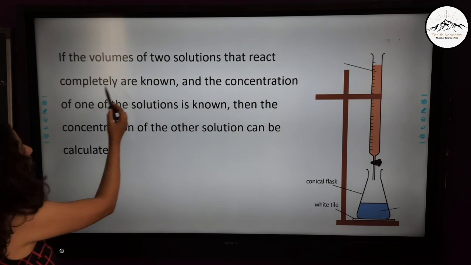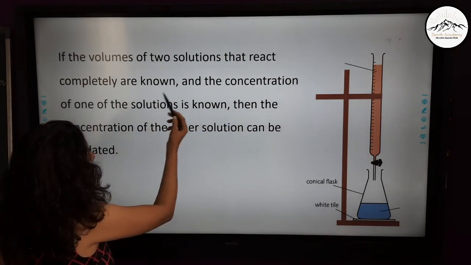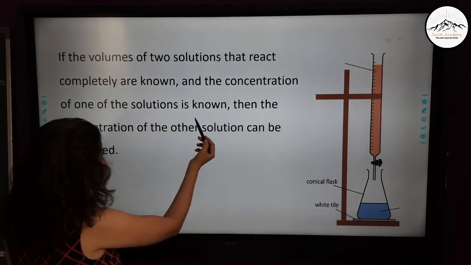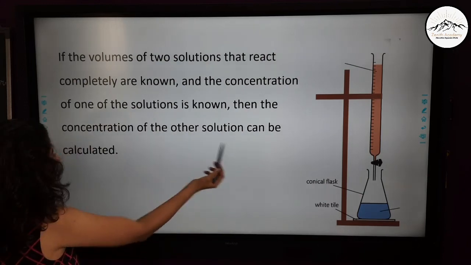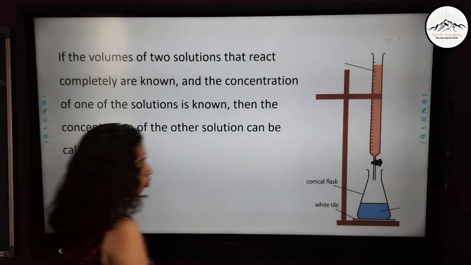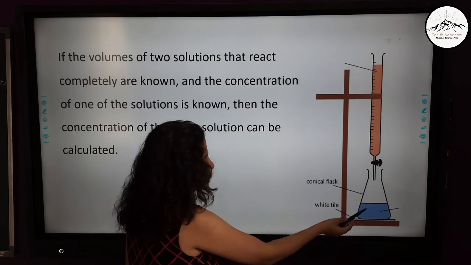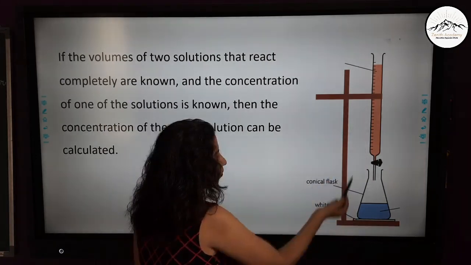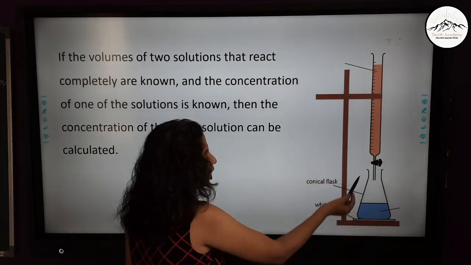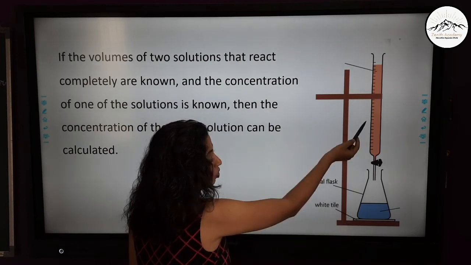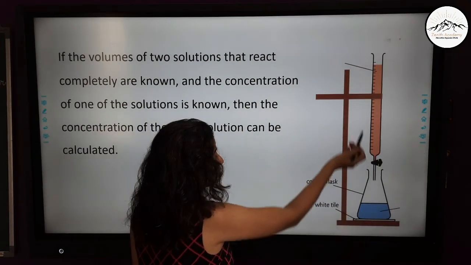Now, if the volumes of two solutions that react completely are known and the concentration of one of the solutions is known, then the concentration of the other solution can be calculated. I already told you the volume of this was known to us, the concentration of this was known to us, and we calculated the volume that was needed to neutralize this. So now we know the volume of this, so we can find the concentration of this.